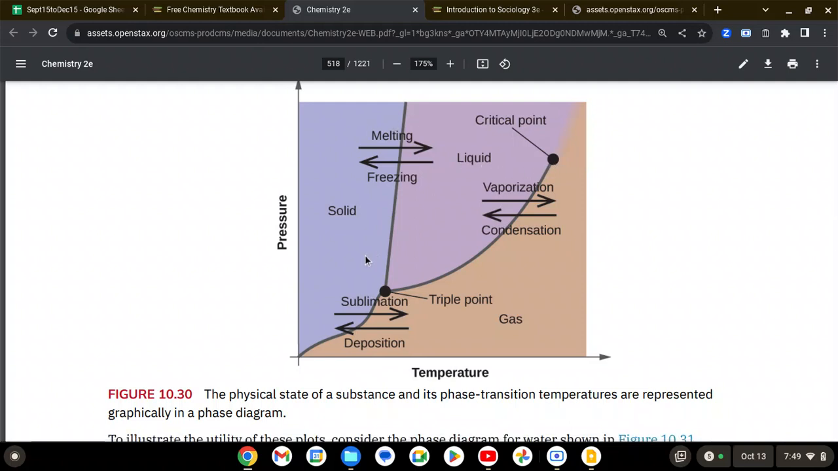And then you have two major points. You have your triple point, where you'll have all three modes, gas, liquid, and solid, in the same container. And then the critical point, and that is where it goes supercritical. And I'm sure we'll talk about that.